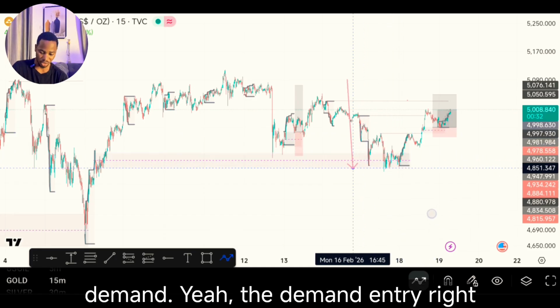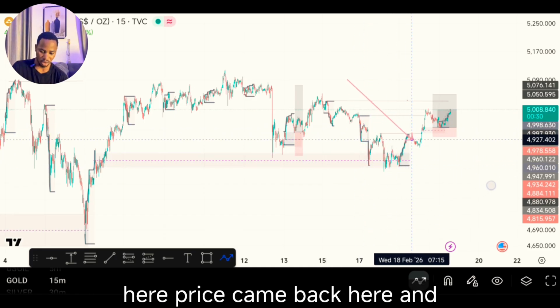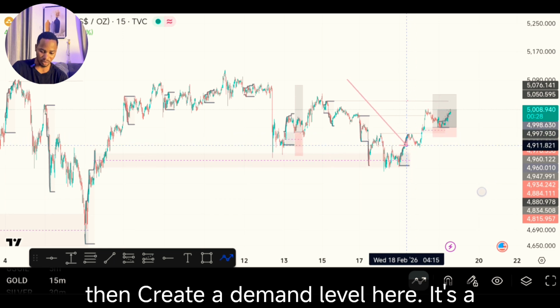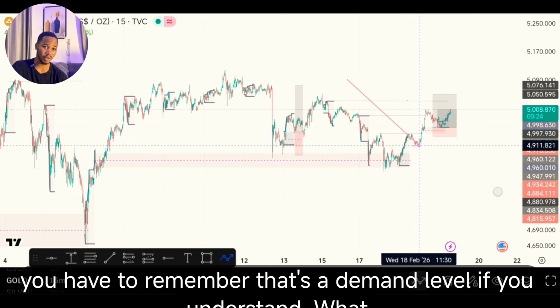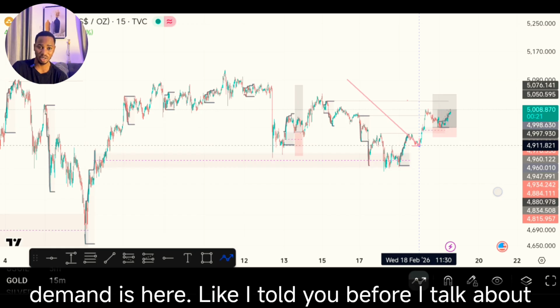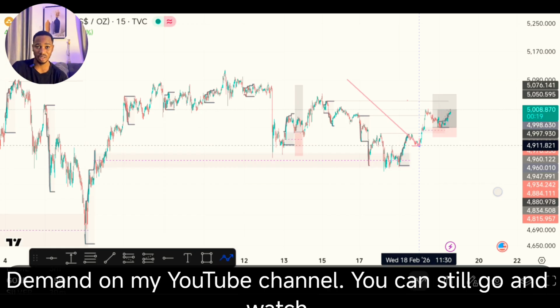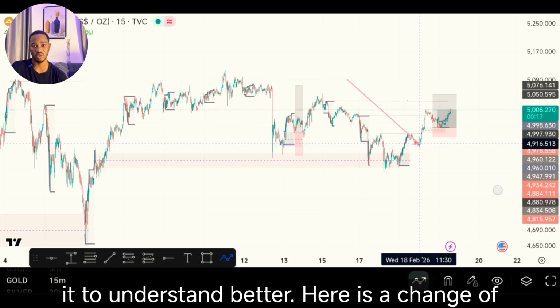The demand entry right here: price came back here and then created a demand level here. It's a demand level, and you have to remember that if you understand what demand is. Like I told you before, I've talked about demand on my YouTube channel. You can still go and watch it to understand better.